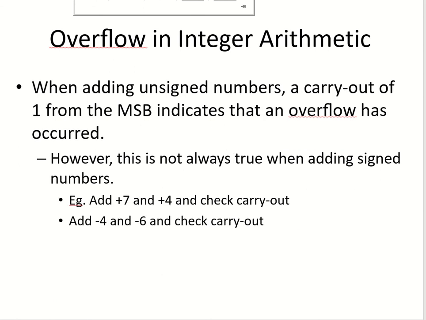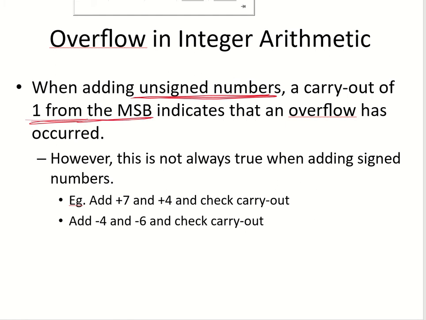How can we check overflow in an integer arithmetic operation? If I am using an unsigned number and there is a carryout of 1 from the MSB, that will indicate that an overflow has occurred. So in unsigned integers, it is very easy to find out that an overflow has happened, because the carryout from the MSB will always be a 1.